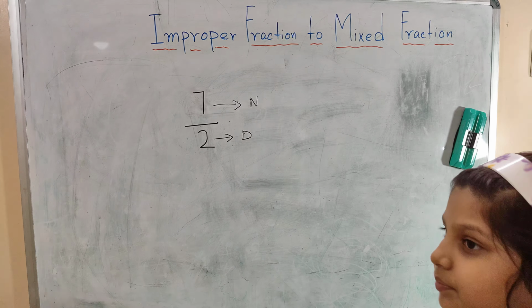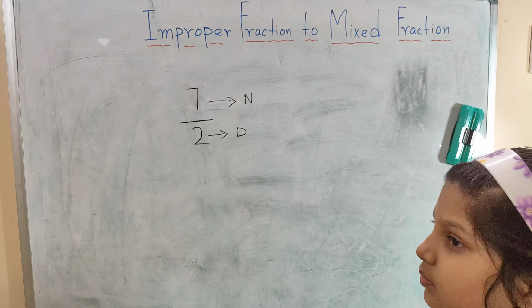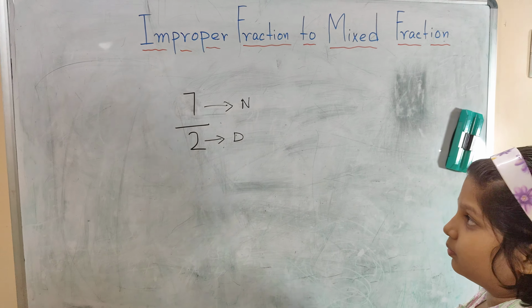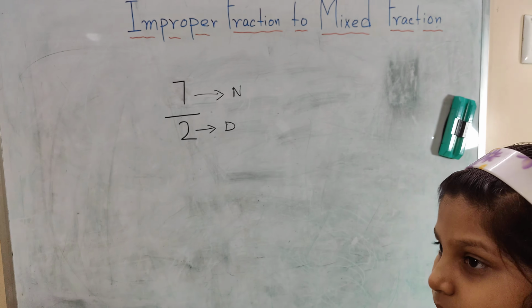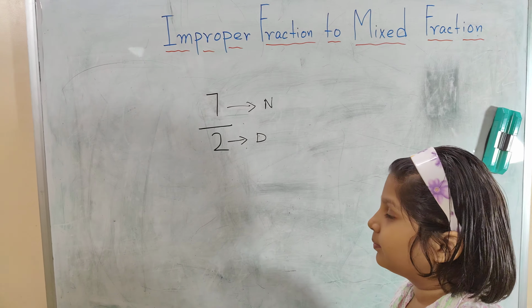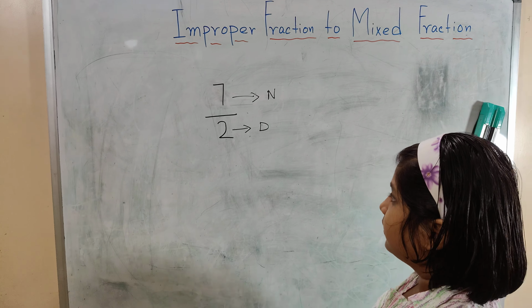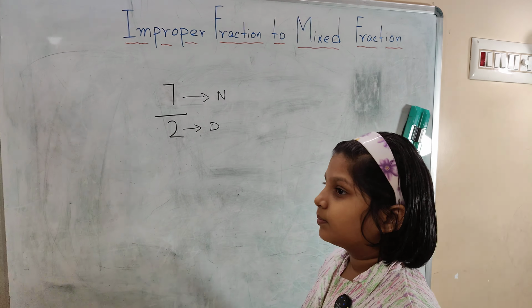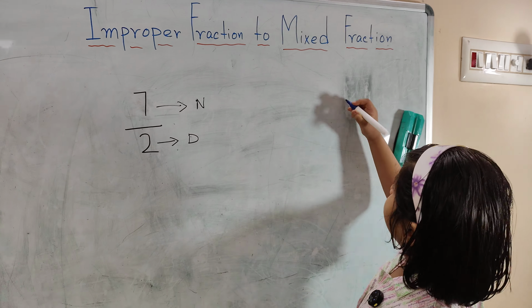So now we will convert the improper fraction to a mixed fraction. How will we do it? First we will divide the numerator by the denominator. So what is the numerator? 7. And what is the denominator? 2. So now can you show me the division?